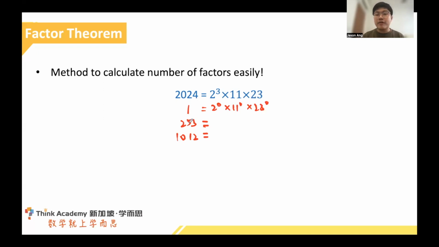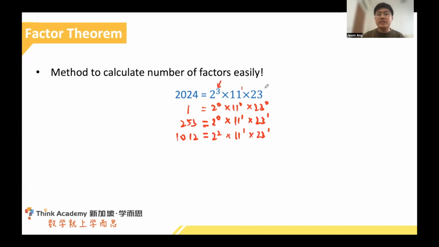Then what about 253 here? We have 2 to the power of 0, 11 to the power of 1, and 23 to the power of 1. Just 11 times 23 already gives us 253. Then what about 1012? 2 to the power of 2, 11 to the power of 1, and 23 to the power of 1. So by using a little bit of combinatorics, we can consider the powers of the numbers starting from 0, because anything to the power of 0 gives us 1. We can start off with 0 all the way to not exceeding the powers given here.